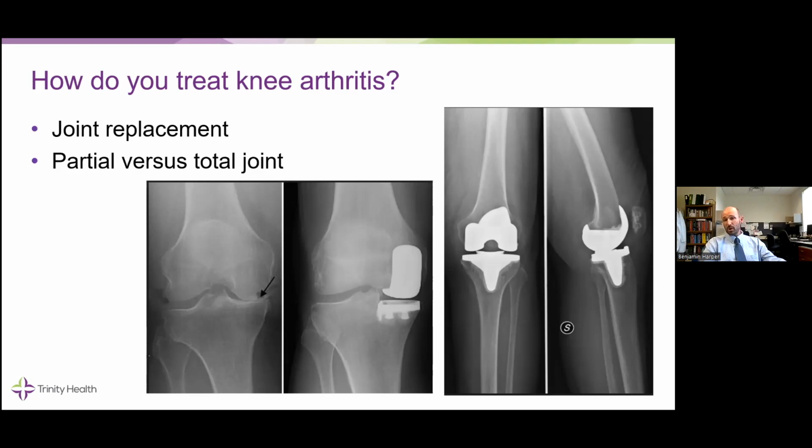Particularly for knees in my practice, physical therapy is a very important part of recovery, and it is sore afterwards. So this comes back to a little bit of the talk about pain meds and expectations.